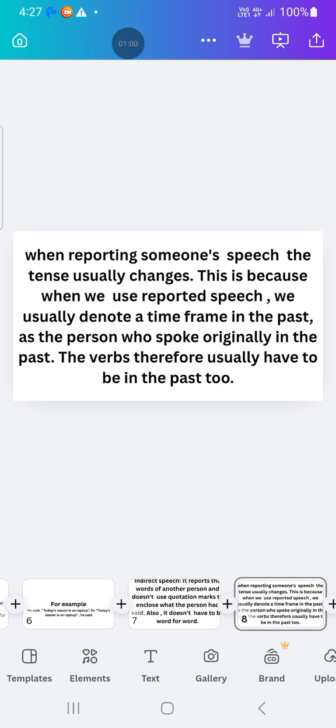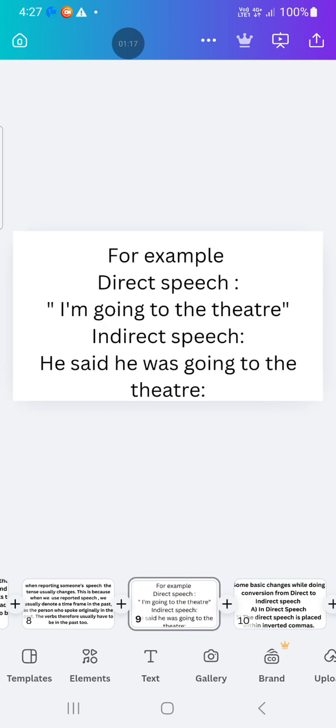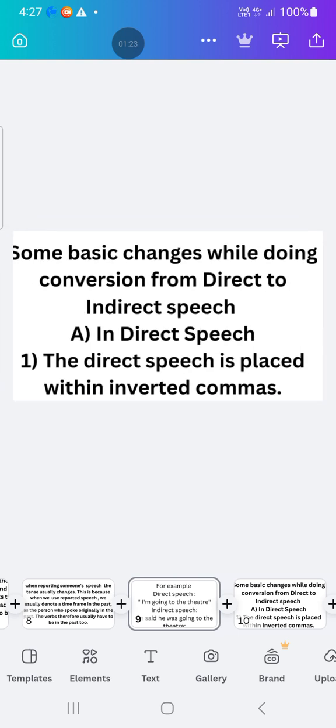When reporting someone's speech, the tense usually changes. This is because when we use reported speech, we usually denote a time frame in the past. As the person who spoke originally in the past, the verbs therefore usually have to be in the past too. For example, direct speech, I am going to the theater. Indirect speech, he said he was going to the theater.